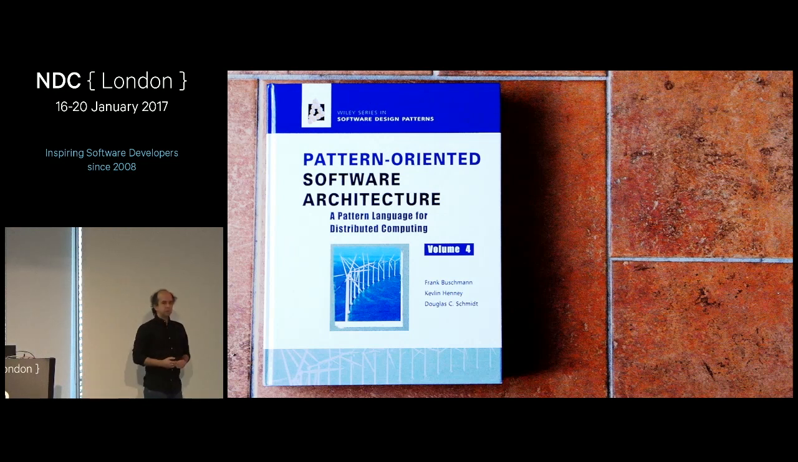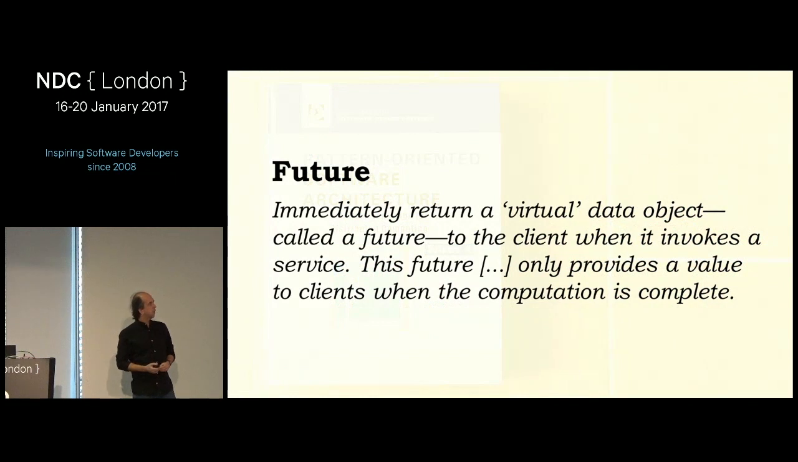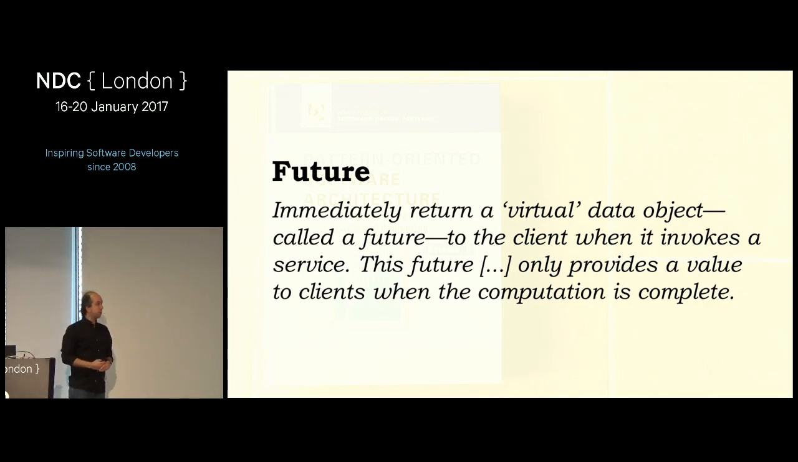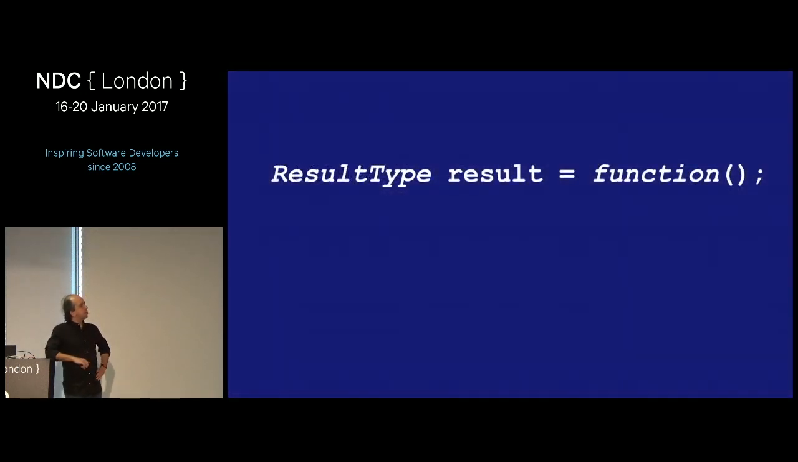How do I pick up results? We talk about futures in POSA 4. Immediately return a virtual data object, a virtual proxy, effectively, called a future, also known as an IOU, to the client when it invokes a service. This future only provides a value to clients when the computation is complete. Now, you can take future-based computation a very, very long way. I propose not to, because I also know that Sean will be talking about that way, way more deeply than I'm going to. But I'm going to introduce the basic concept here.